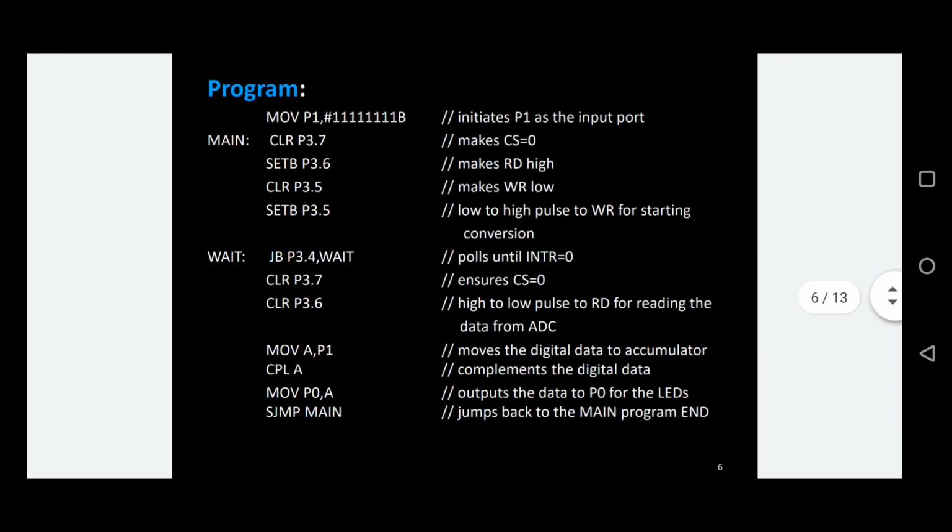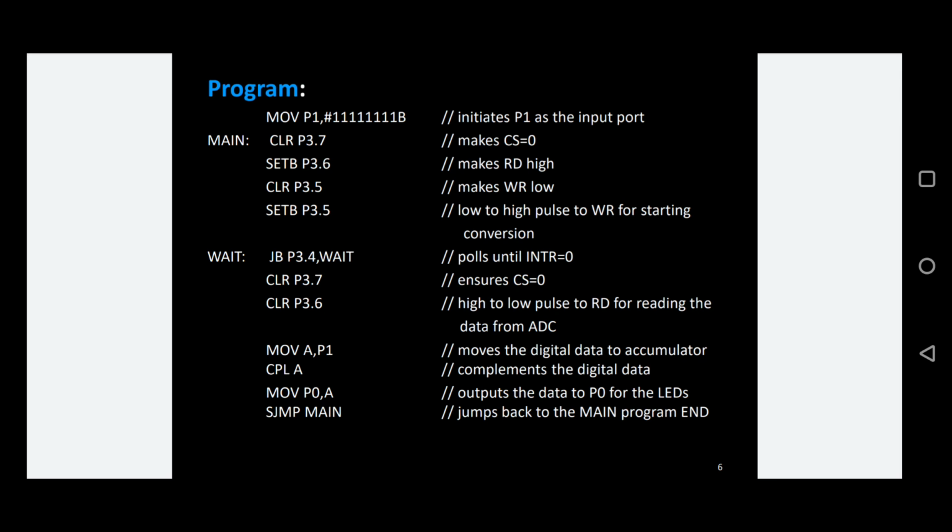This program shows how the analog input is converted into digital output. The first code is MOV P1, #11111111. This first instruction makes port 1 the input port. We move the value 1s to P1, so this first instruction initiates P1 as the input port.